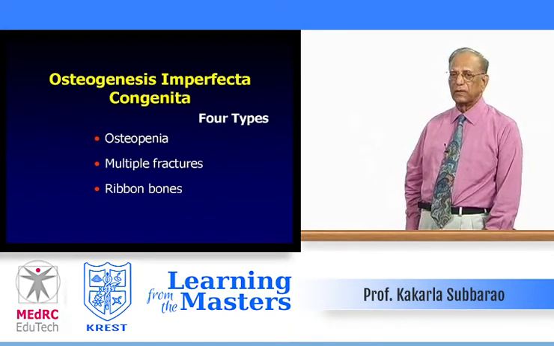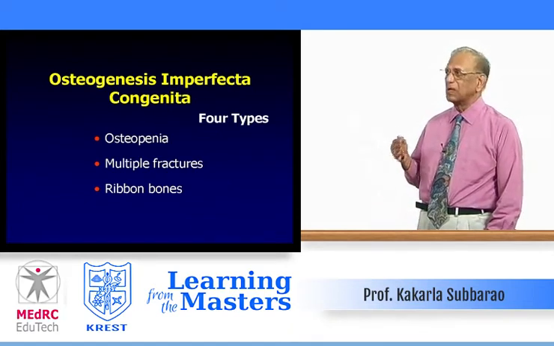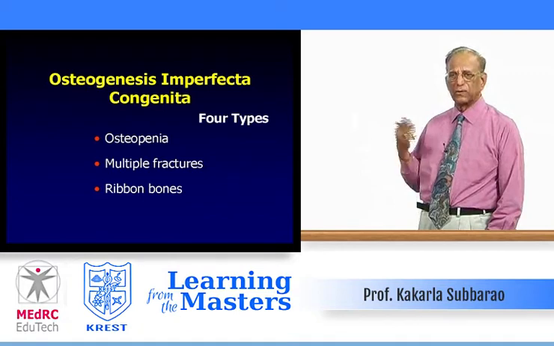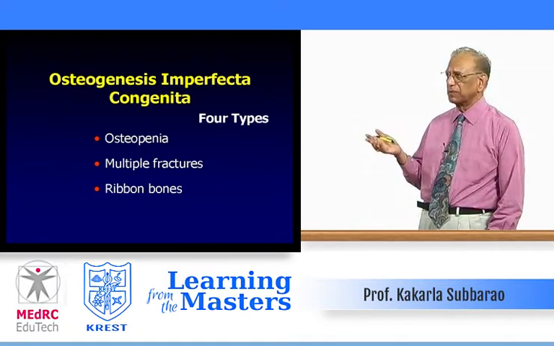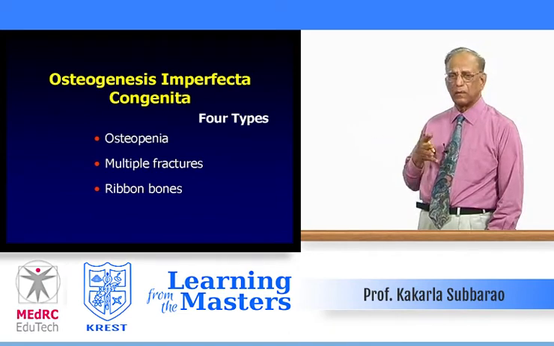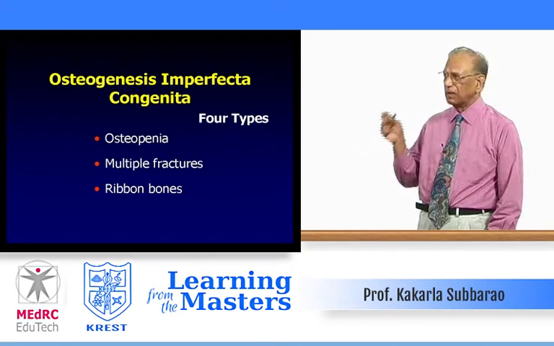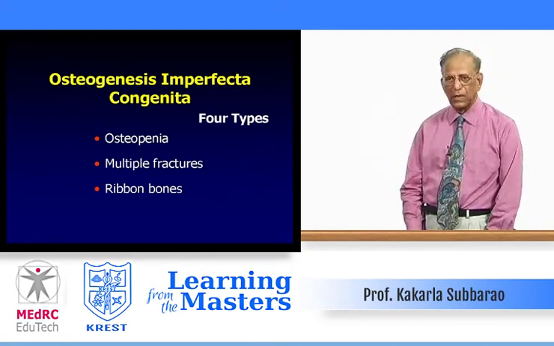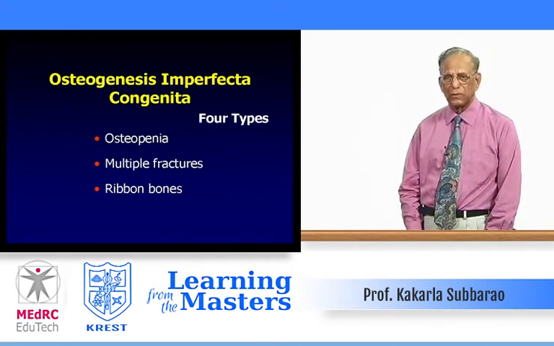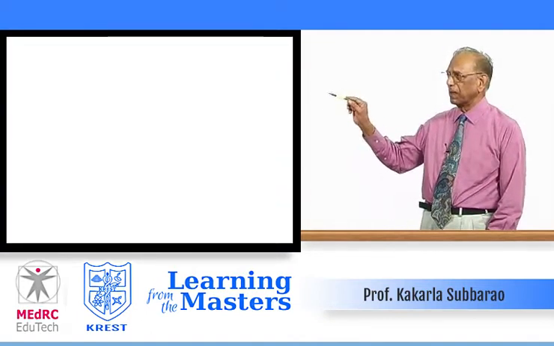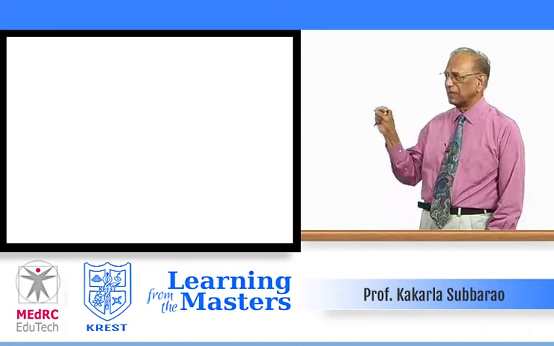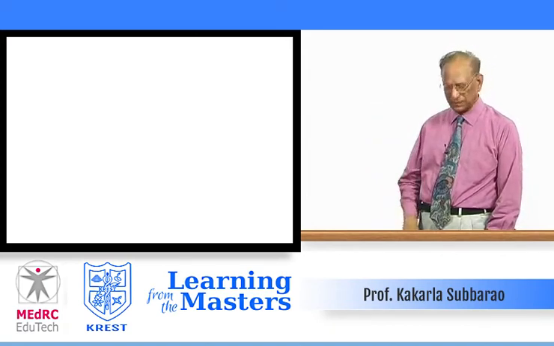Now we come to the entity called Osteogenesis Imperfecta congenita, imperfect osteogenesis. There are 4 types clinically, but radiologically the common factors are osteopenia and multiple fractures, and the ribs are expanded and thinned out, called ribbon ribs. Note the ribs in the oblique view: some of them are lytic, expanded, and thin.